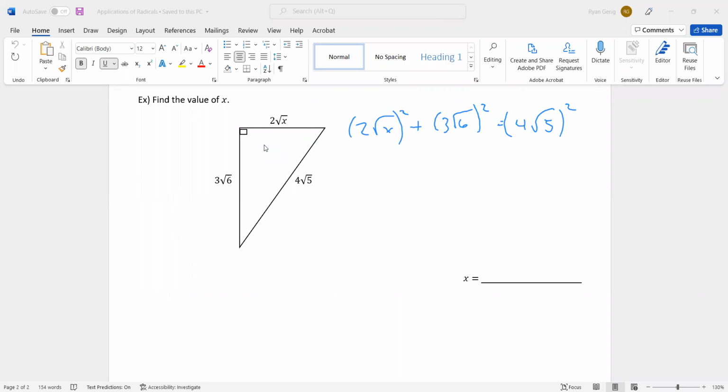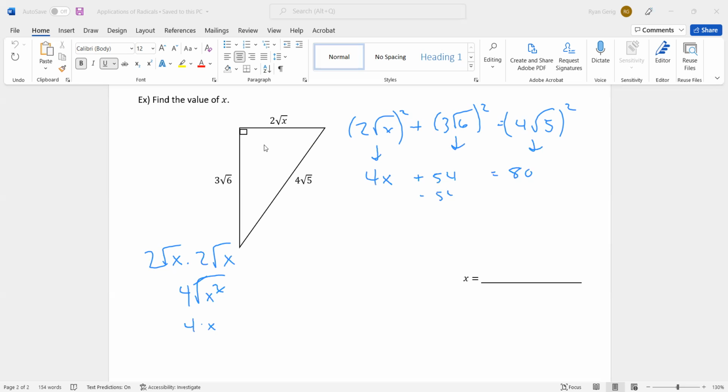Well, 2 radical x, let me do that real quick. 2 radical x times 2 radical x is going to be 4 radical x squared. But what's the square root of x squared? It's just x. So this all becomes just 4x. 3 radical 6 times 3 radical 6 is 9 radical 36. And radical 36 is 6. So 9 times 6 is 54. 4 radical 5. 4 times 4 is 16. Square root of 5 times square root of 5 is 5. So 16 times 5 is 80.